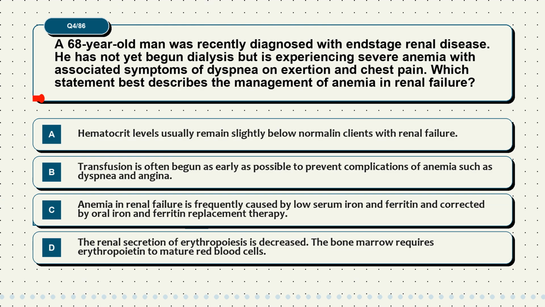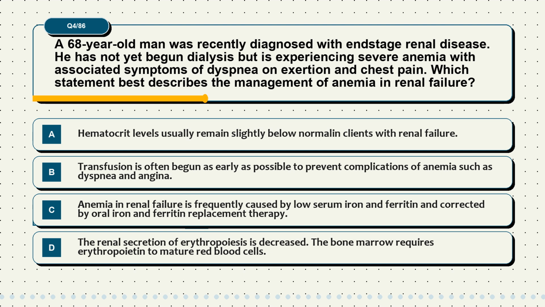Question 4. A 68-year-old man was recently diagnosed with end-stage renal disease. He has not yet begun dialysis, but is experiencing severe anemia with associated symptoms of dyspnea on exertion and chest pain. Which statement best describes the management of anemia and renal failure?